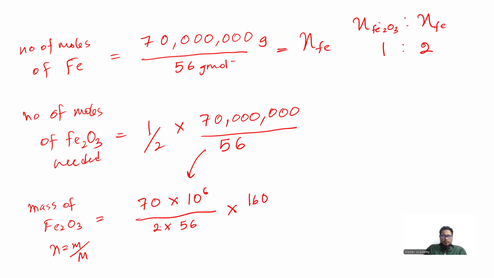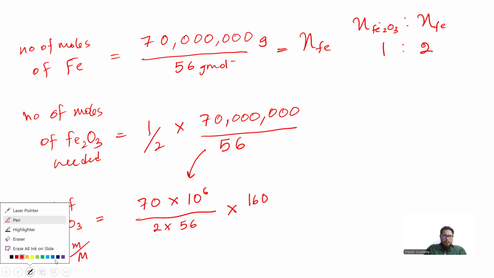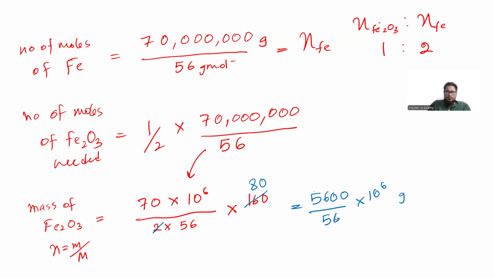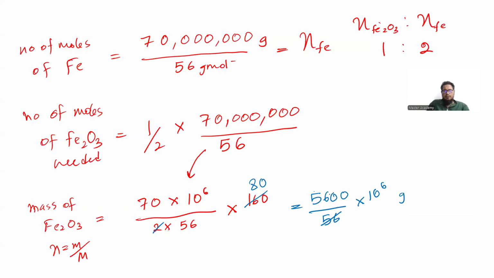Okay. Then we are cutting this 2 and this one. It will become 8. 70 into 80 is 5,600. Divide by 56 into 10 to the power 6. Final answer will be in grams, no? So this and this will get cut, and the answer will be 100 into 10 to the power 6 grams.